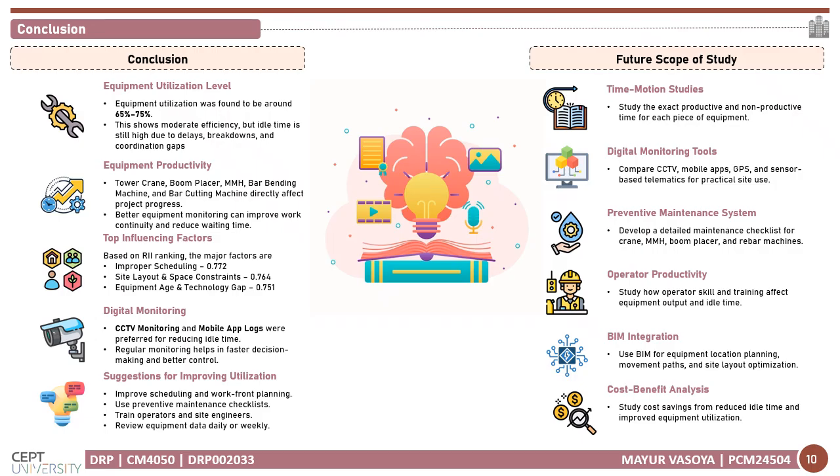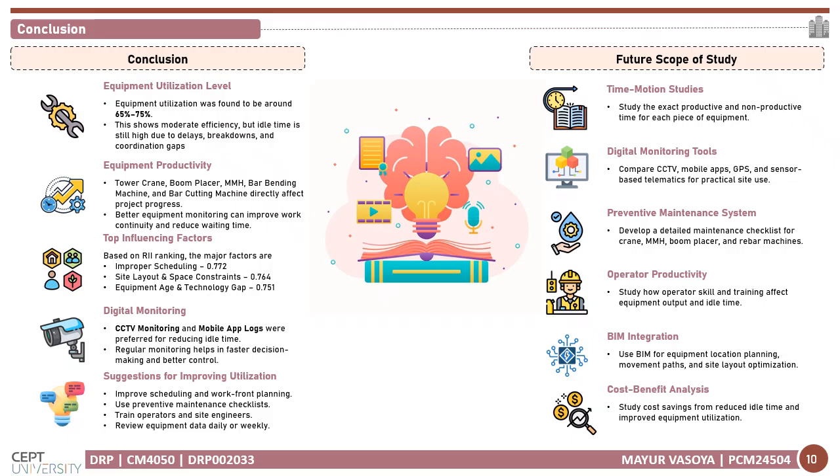The study concludes that equipment productivity and utilization are important for improving time performance, cost efficiency, and workflow continuity in high-rise construction projects. The selected equipment, tower crane, boom placer, mini material hoist, and bar bending and cutting machine, directly affect site progress because each machine supports a critical construction activity. The site data showed an equipment utilization rate between 65 and 75%. This indicates moderate efficiency, but also shows that a considerable amount of available equipment time is lost due to idle time, breakdowns, and coordination gaps.